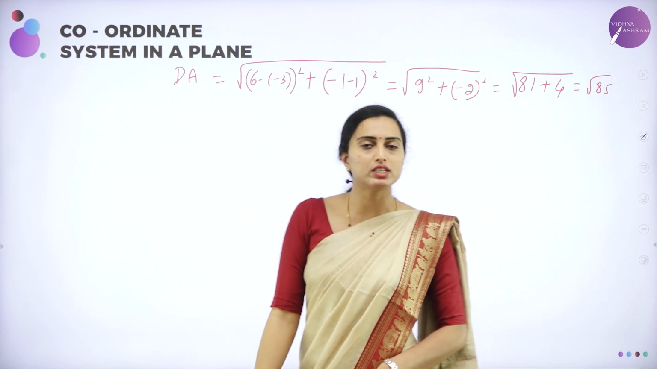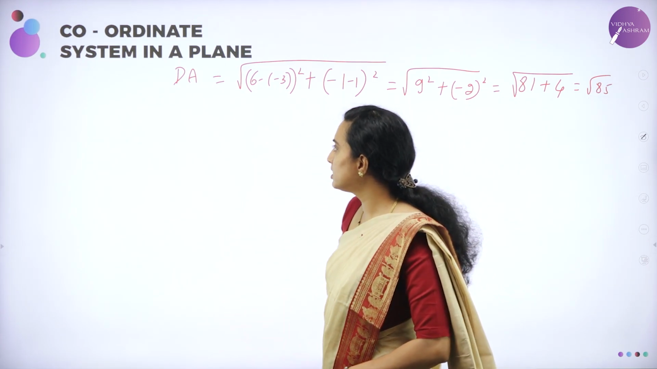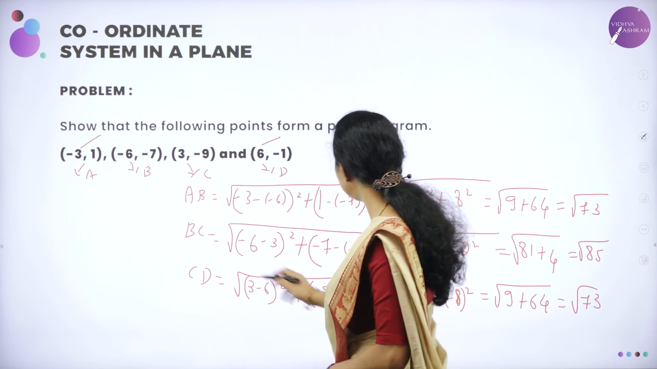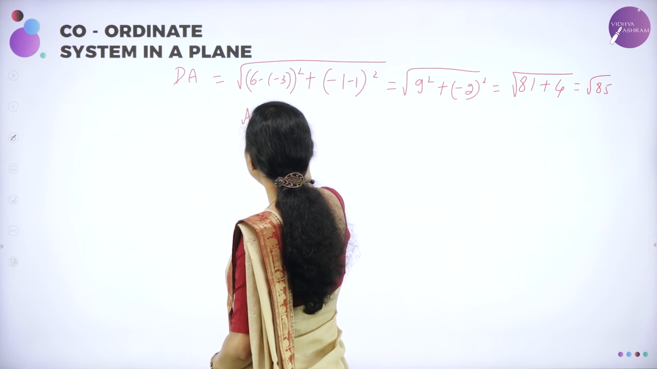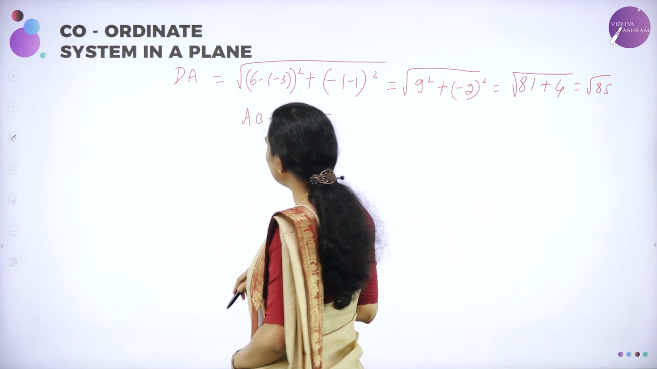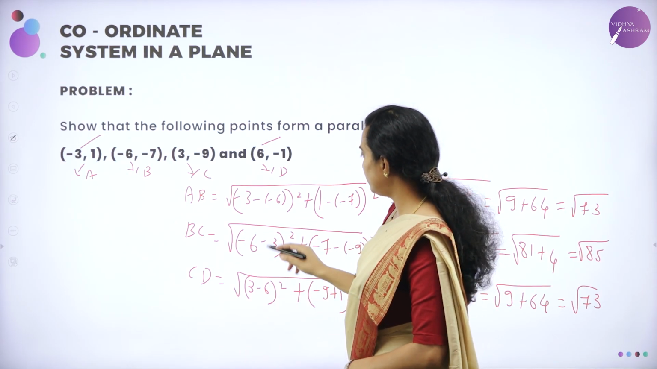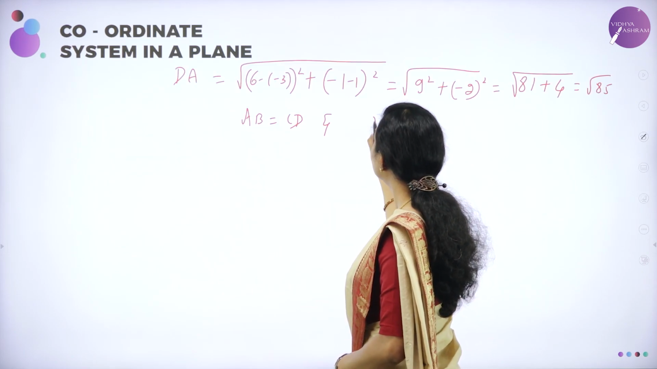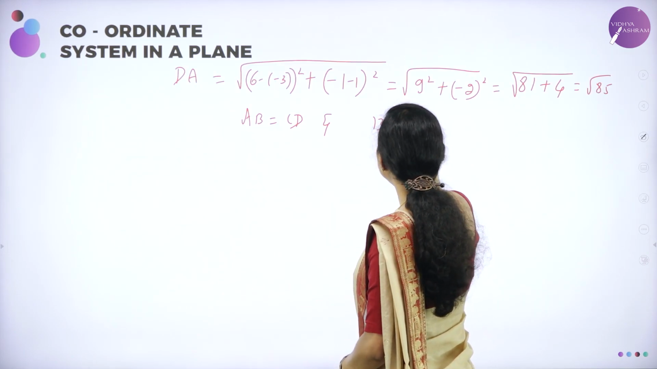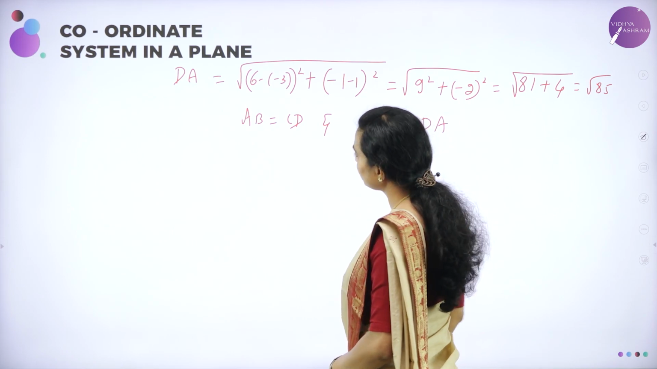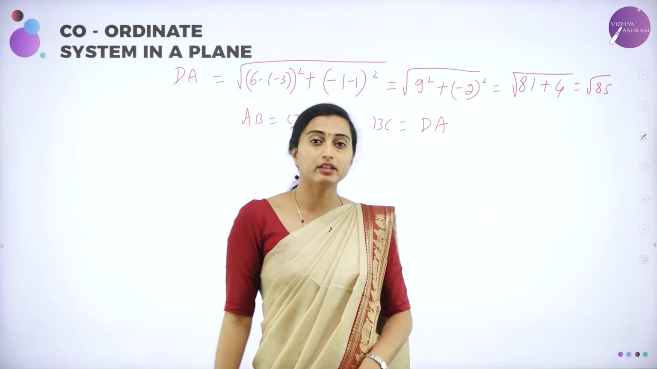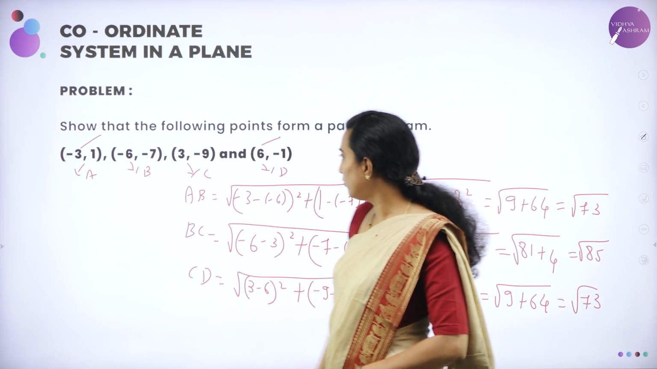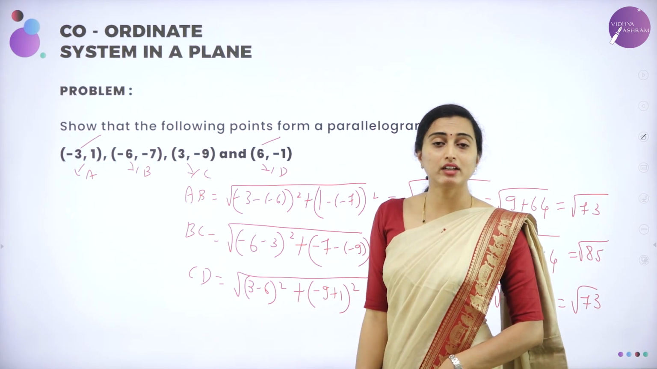Obviously, here opposite sides are equal. What are the opposite sides? AB is equal to CD, and BC is equal to DA. Correct? Opposite sides are equal, therefore you have to prove that opposite sides are equal to form what? A parallelogram. Diagonals are not equal.